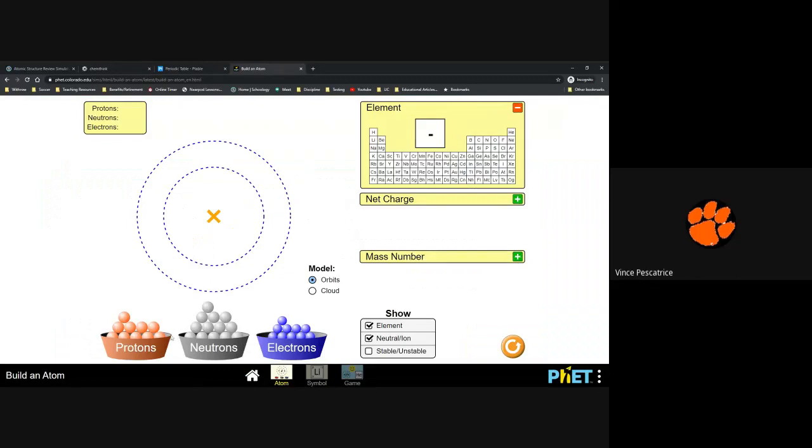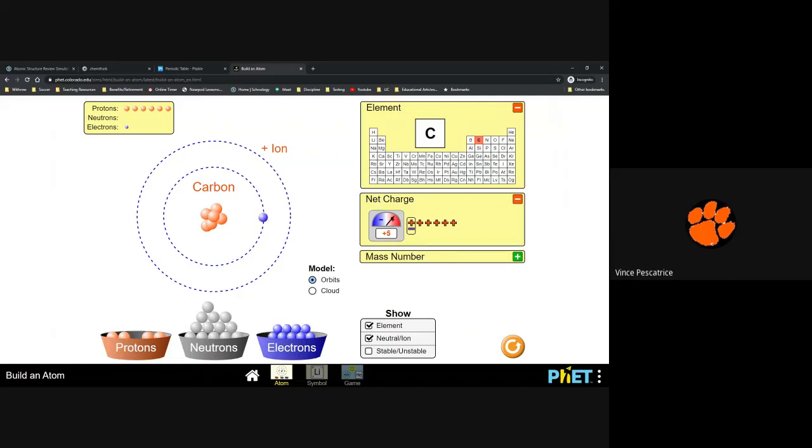Okay, so if I'm building carbon, 1, 2, 3, 4, 5, 6. Oop, I missed one. All right, I'm not going to worry about the neutrons in this one since I want to make a point about the charge. Normally I would have had neutrons. But in order to make this neutral, I would have to have an equal number of electrons. So once I have an equal number of protons and electrons, you can see up here the atom is neutral because there are equal numbers of positive and negative charges.